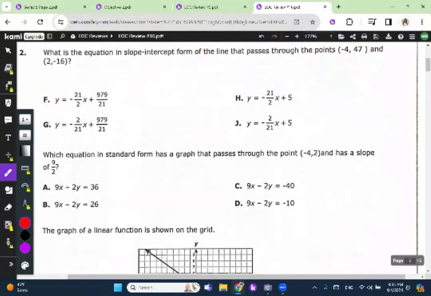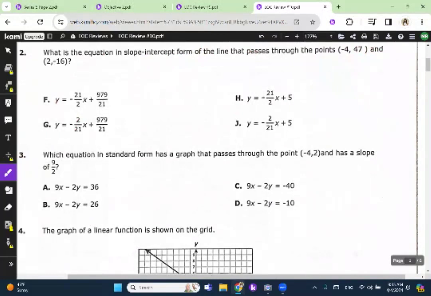Number 3 is a little different because all of your equations are in standard form. The long way would be to solve each one for y and see which one gives you a slope of 9 halves and goes through the point. The easiest way is to notice that you'll get the same slope on every one of them because you have 9x minus 2y, 9x minus 2y, 9x minus 2y. So if I were to solve it, they would all give me the same slope regardless.